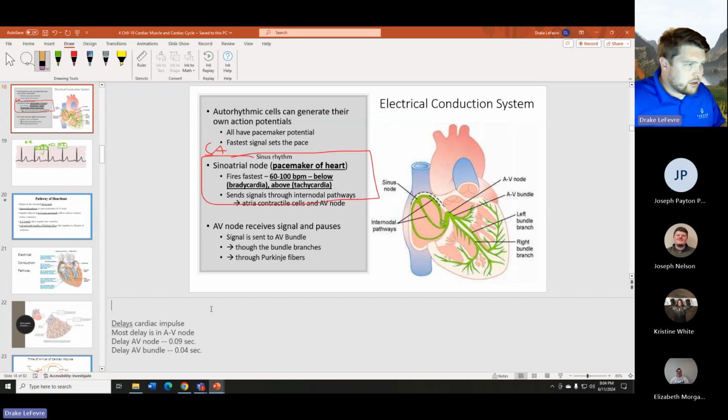Okay. So we start in the SA node. From the SA node, we branch out into the atria.